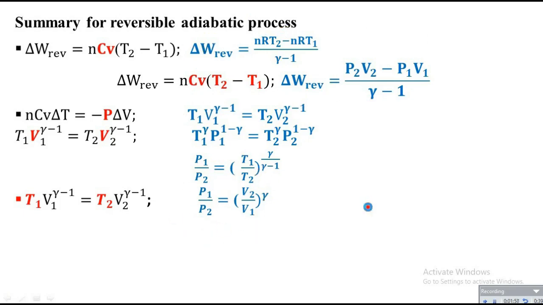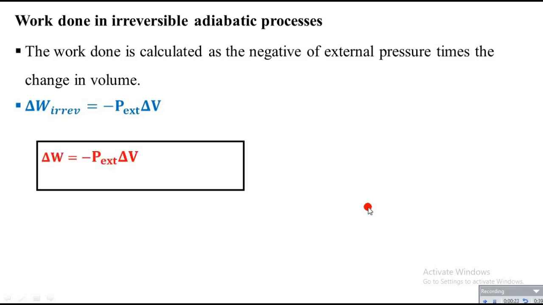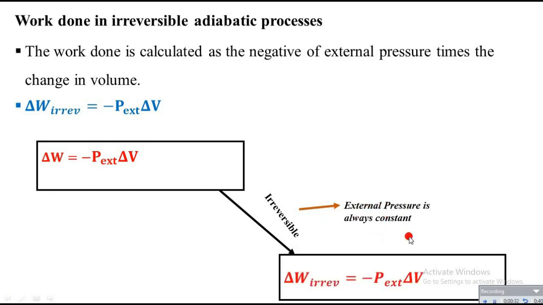So let's move quickly to the work done in the irreversible adiabatic process. Remember, in the irreversible adiabatic process, we have a very fast process and a constant external pressure. In this case, we are going to use the external pressure because the external pressure is constant. The work done in irreversible is equal to minus external pressure times the change in volume. Remember, in reversible we didn't use the external pressure, we used the pressure of the gas.